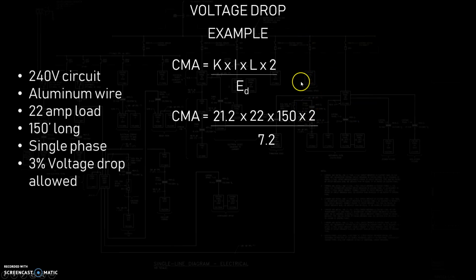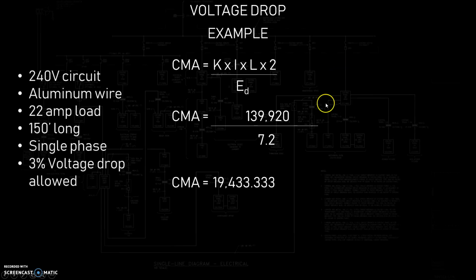So we have a complete equation. Let's go ahead and again do the top part. Let's multiply across, and we come out with this. Now let's divide these guys out, and we end up finding that our CMA is going to have to be 19,433 and some change. Okay, so how do we change that from CMA to an actual wire size?